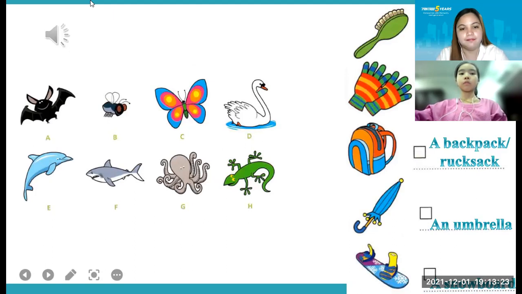6B. My things. Listen and look. There is one example. Which animal picture is on each thing?